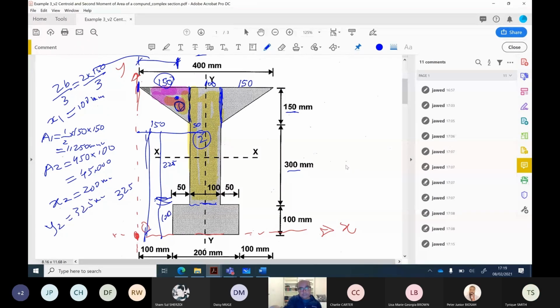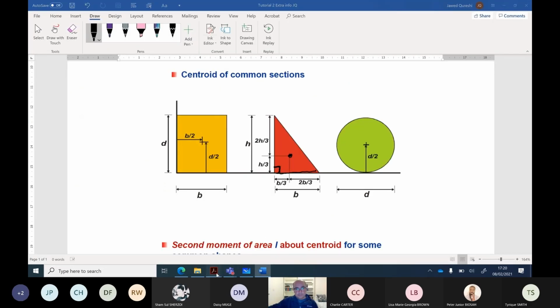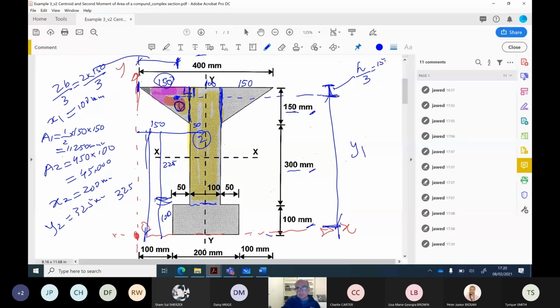Now Y1 will be the overall dimension from top to bottom is 550. So I want a distance from this point to the bottom. This is my Y1. And you know that distance from here to here, this is equal to h over 3 using this formula. So h over 3 is going to be 150 divided by 3. It is 50 millimeter from the top. Now tell me what will be Y1. The total distance from bottom to top, 550. Take away 50. Y1 is equal to 500 millimeter.